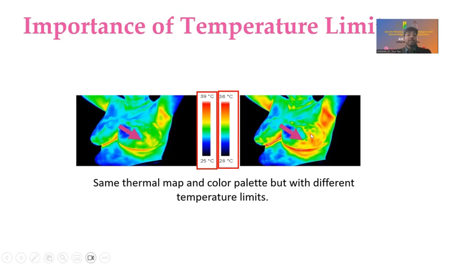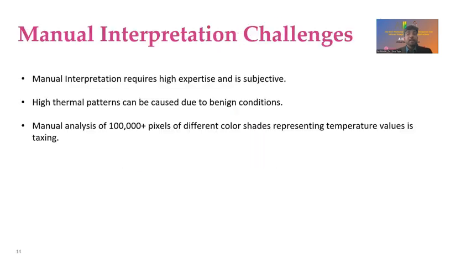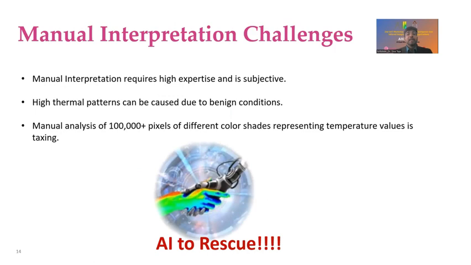And this is biopsy proven malignancy. So that is why manual interpretation requires high expertise and could also be subjective. Not all high thermal patterns are due to malignancy or any kind of abnormal activity. It could be due to a benign condition also. And manual analysis of hundreds of thousands of pixels of different color shades representing temperature values could also be taxing for the manual thermographer. That's where AI can help.